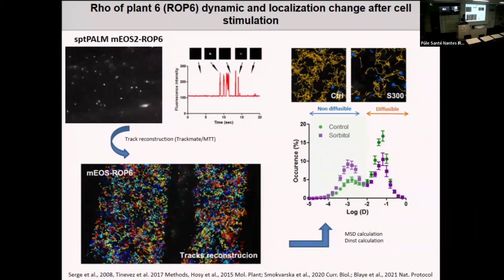We were really happy to see that when we stimulate our cells, we had a massive, quite striking effect on the diffusion. That's what you can see on the left side. The green curves are the diffusion in the control situation, where you clearly have two populations of molecules. If you stimulate, you have an increase in the number of molecules that have low diffusion. We also did some tessellation to get information about the clustering.